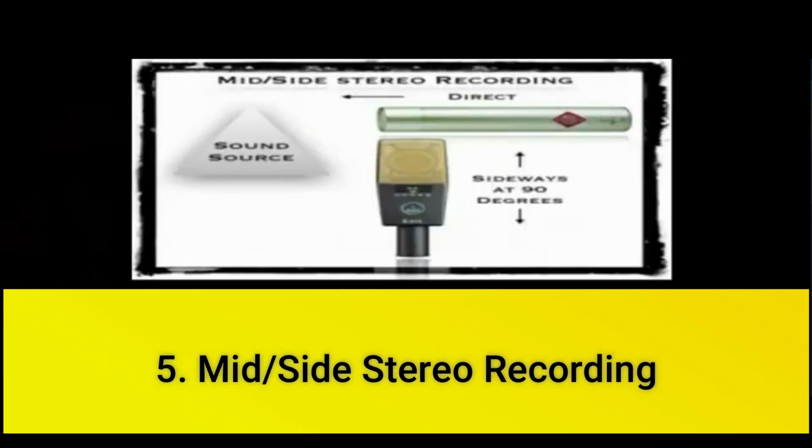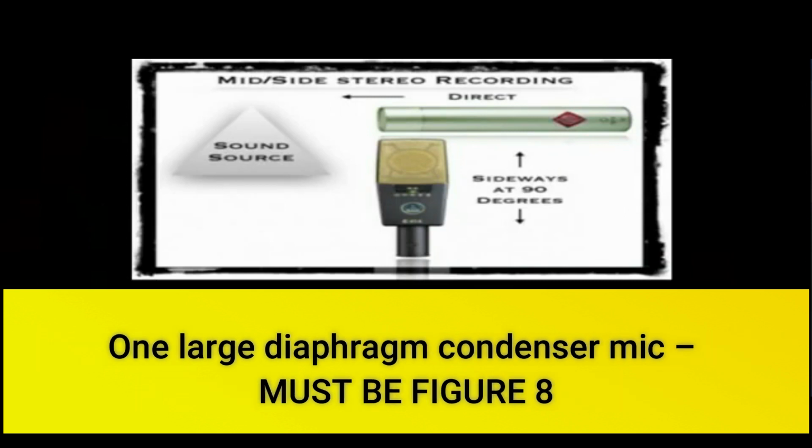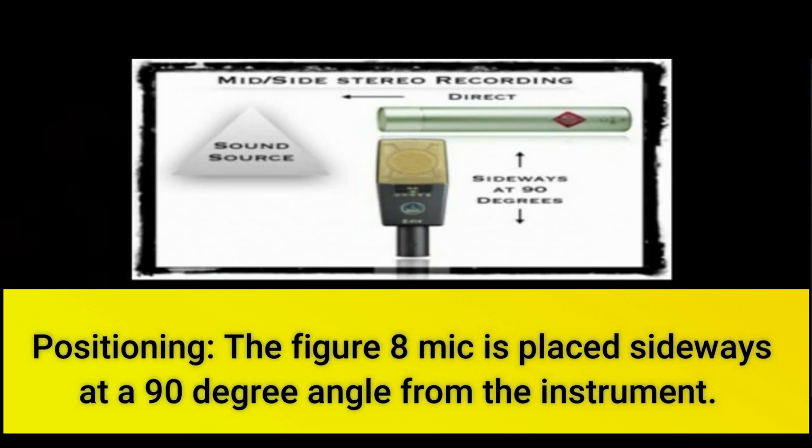Number 5. Mid-side stereo recording. Mics used: one small diaphragm condenser mic, either cardioid or omnidirectional, and one large diaphragm condenser mic, which must be figure-8. Positioning: the figure-8 mic is placed sideways at a 90-degree angle from the instrument.